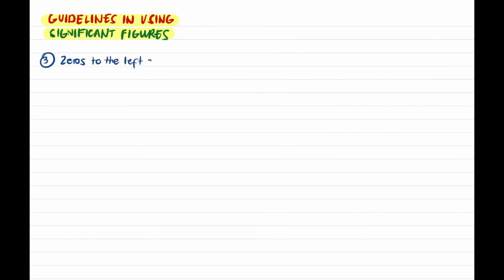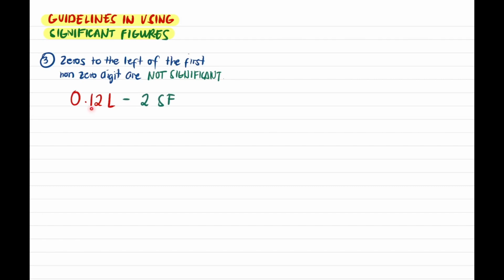Number 3. Zeros to the left of the first non-zero digit are not significant. Ang purpose ng mga zeros na ito ay for the placement of the decimal point. Halimbawa, 0.12 liter. Meron lang itong 2 significant figures, which are 1 and 2. Yung 0, nasa left side siya ng 1, which is our first non-zero digit, kaya hindi siya significant.